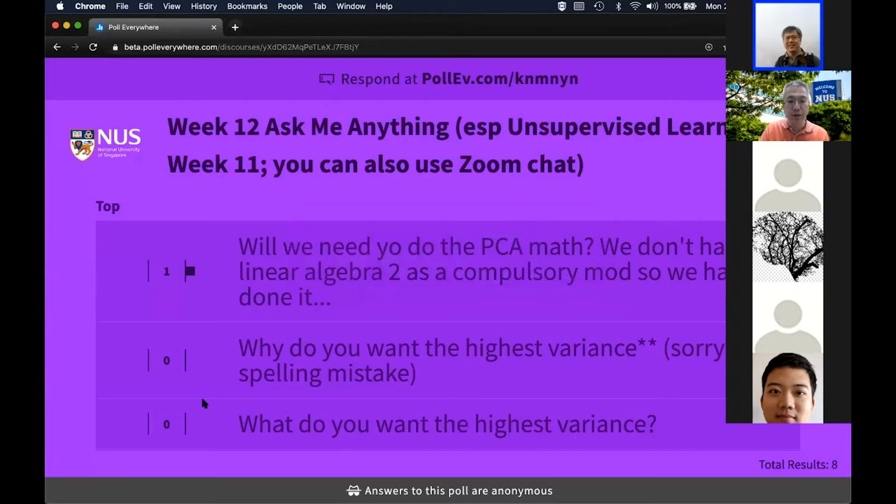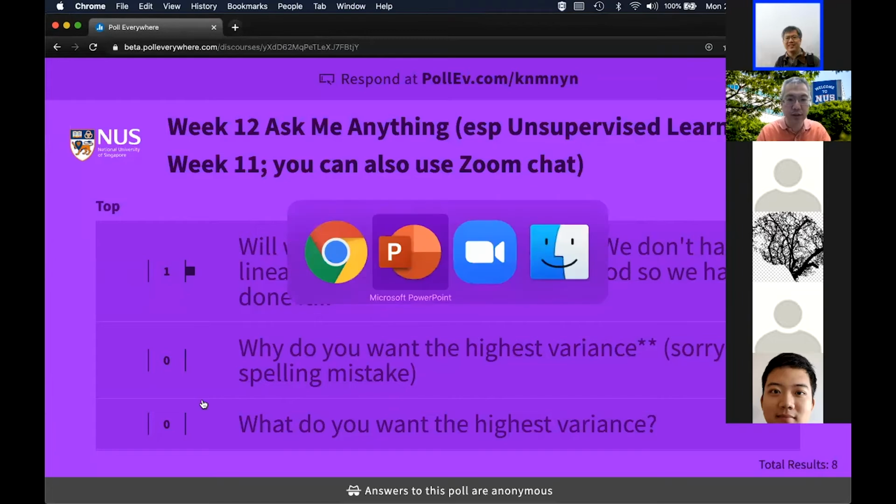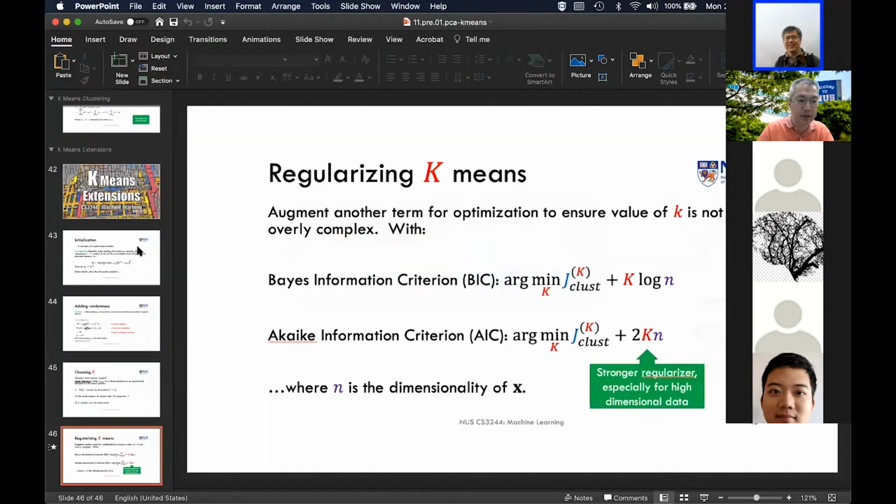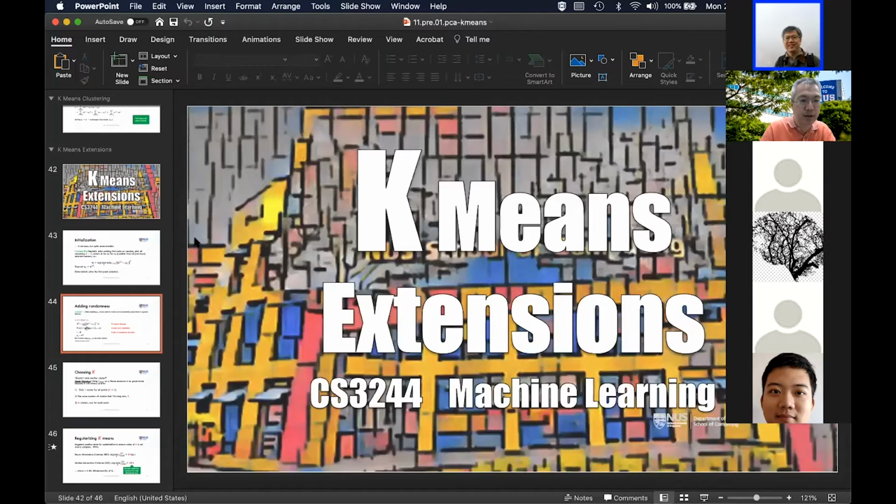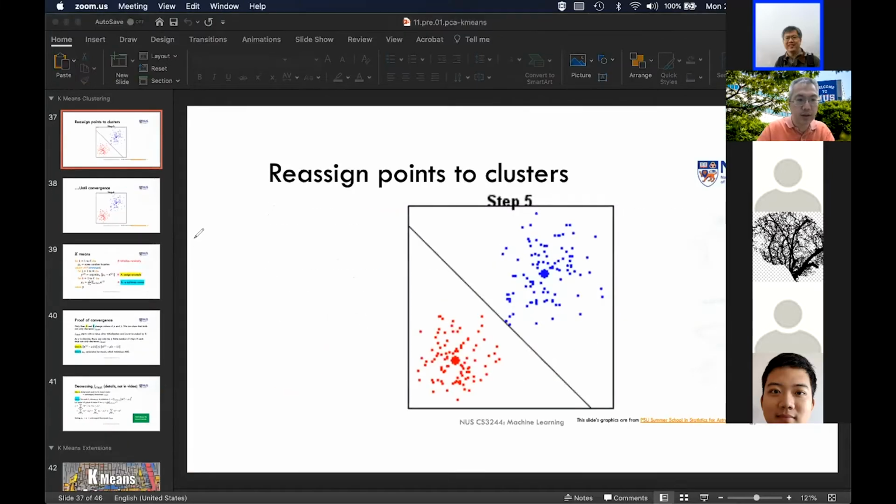Okay, why do we want the highest variance? The reason why we want the highest variance is because we want to capture as much as possible in the data set, right? So if you go back to the slides, at the beginning, let's see, can I get back? I'm still on annotation, that's why it's not working very well.